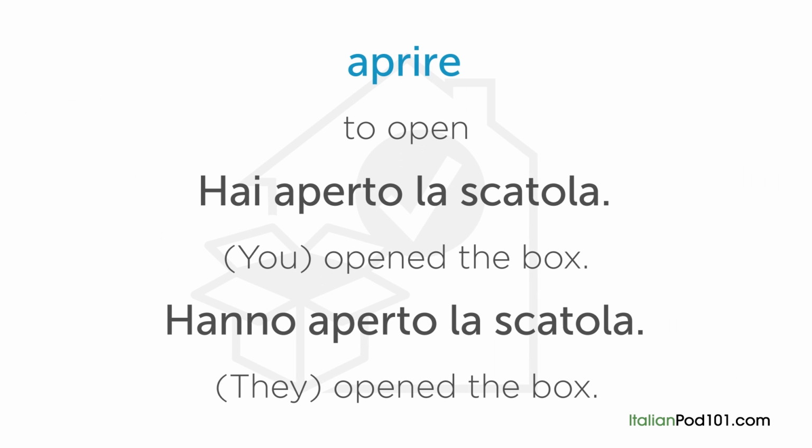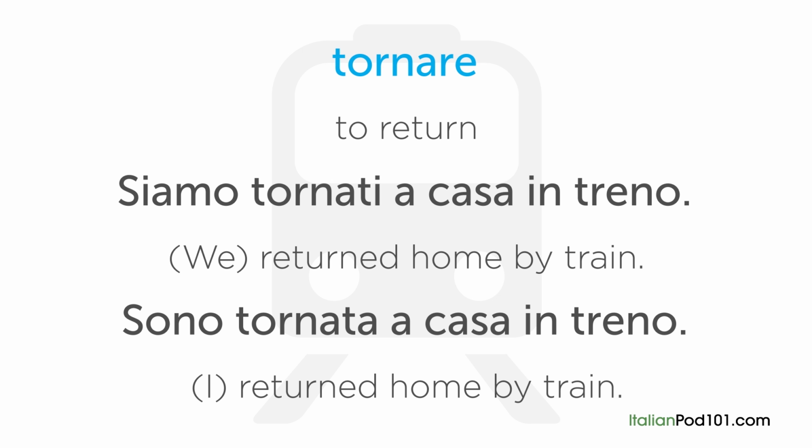For example, the verb aprire means to open. When you conjugate it, it changes according to the subject. Hai aperto la scatola means you opened the box. Hanno aperto la scatola means they opened the box. Let's take a look at another example. Tornare means to return. Siamo tornati a casa in treno means we return home by train. Sono tornata a casa in treno means I return home by train. Can you see how the subject changes based on the way the verb is conjugated in the sentence? Okay, let's move on.